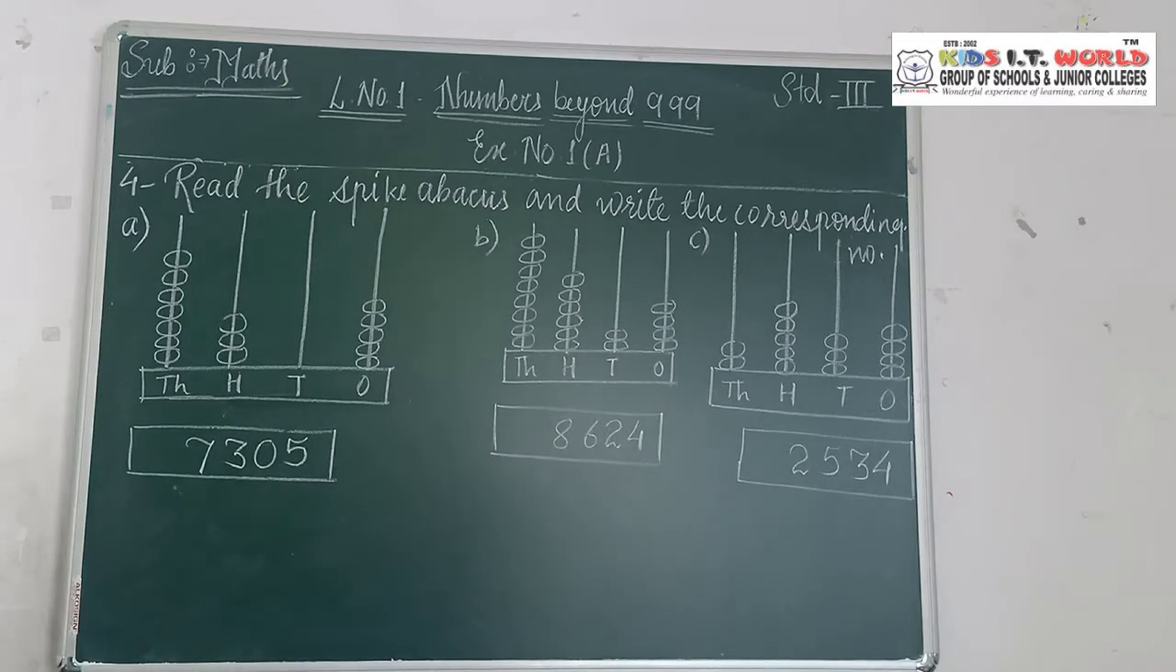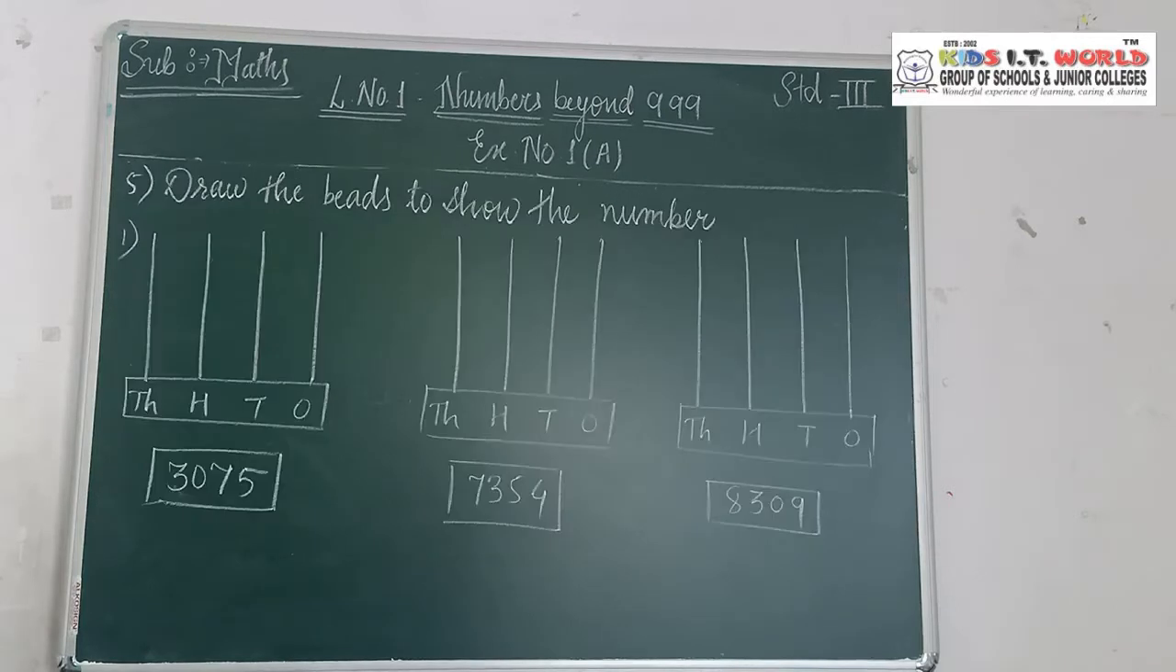Now let's see question number 5. Question number 5 is the opposite of question number 4. Draw the beads to show the numbers. You have to draw the beads on the spikes of the abacus to show this number.